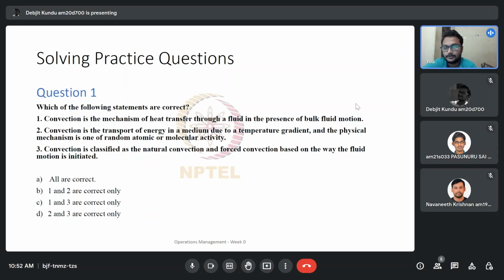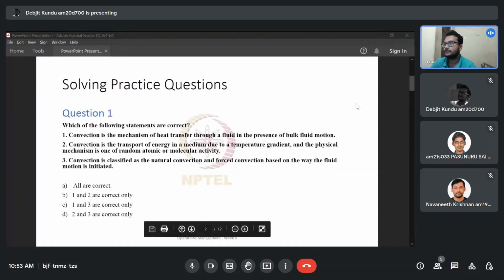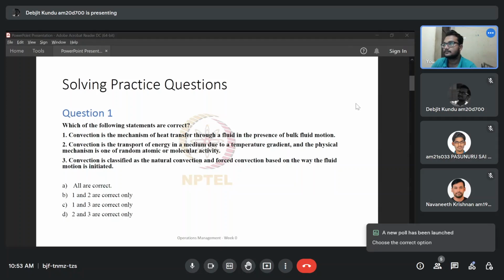You have to pick out which ones are correct and which ones are incorrect and choose the correct combination from the options given below. I will be sharing a poll so you can send in your response in the poll. Okay, so the poll is live. You can cast your votes over there.